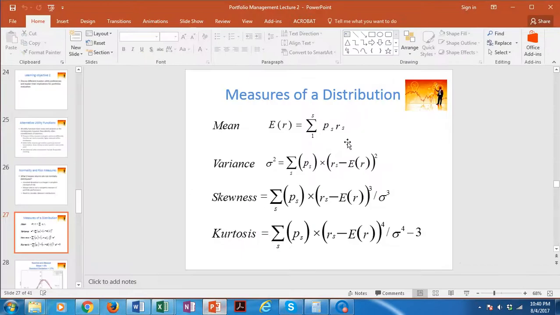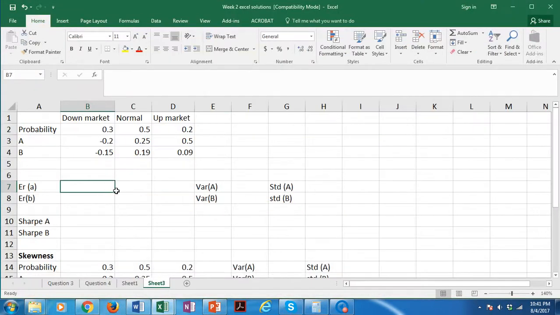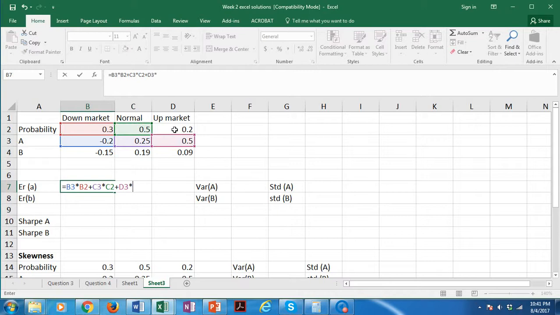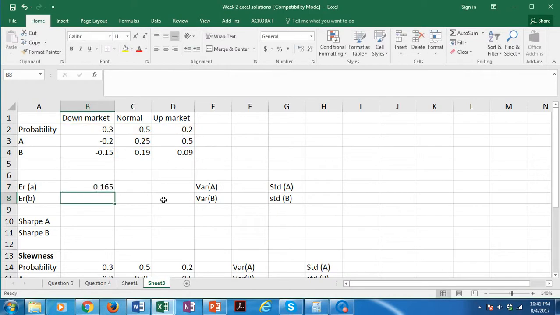Don't forget the formula for expected return. So it's the individual return multiplied by probability, then we'll sum it up for all the possible returns. So equal individual return multiplied by probability plus individual return multiplied by probability plus individual return multiplied by probability. So we get expected return, that's 0.165.